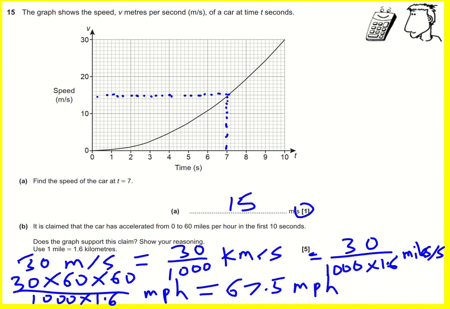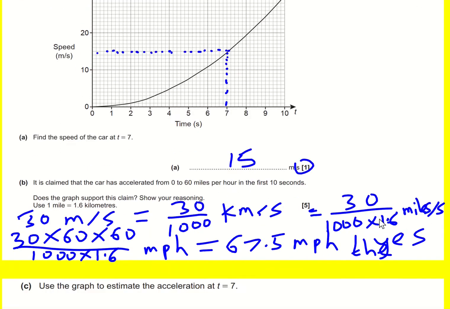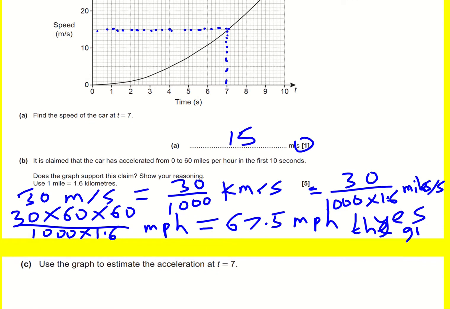miles per hour. So it's claimed that the car has accelerated from 0 to 60 miles per hour in the first 10 seconds. Actually, we did it before 10 seconds. So the answer is yes. The claim is correct. The graph supports the claim. You'd probably get away with just writing yes. All right, nice one, 5 marks.